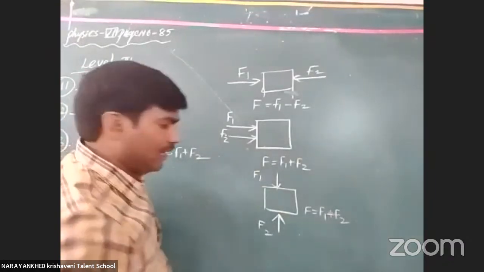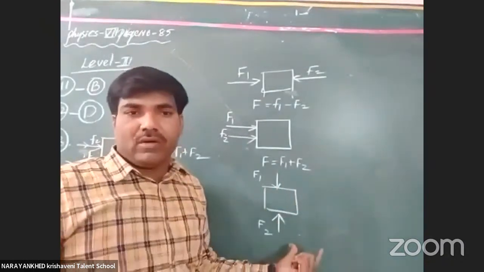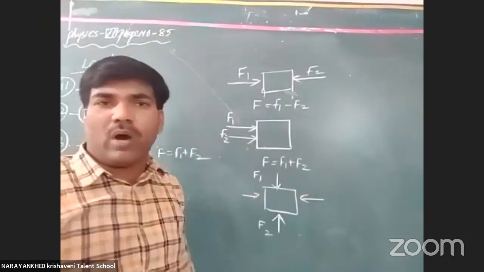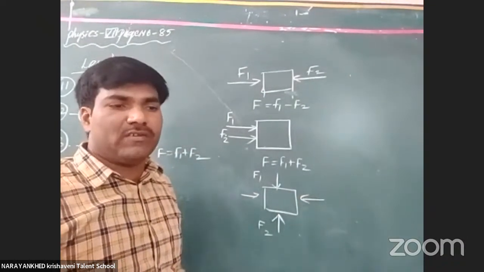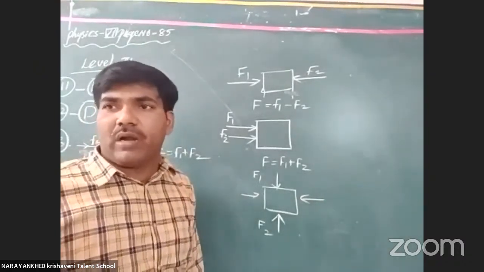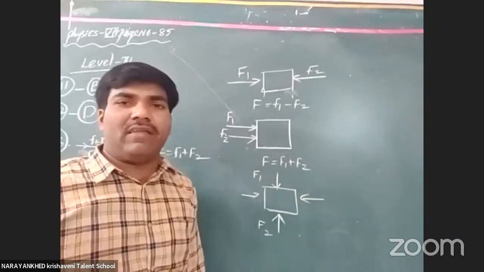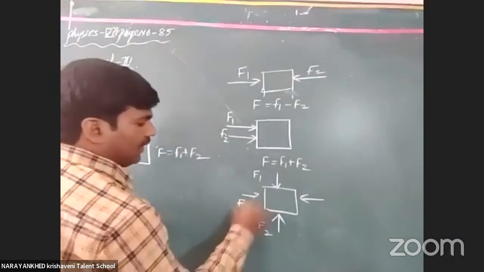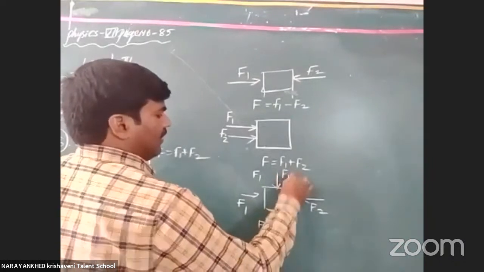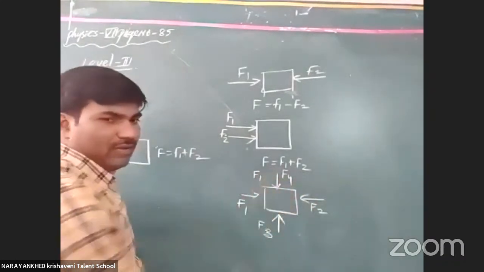Suppose there are a number of forces applied on the body. Now what we consider is the sum of the individual forces. In case one force is taken as positive, another force is taken as negative. Suppose here we take F1, this is F2, this is F3, and this is F4. What is the total force working on this body?